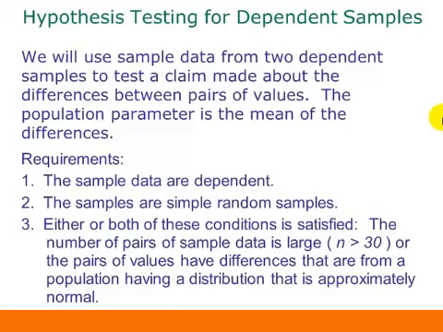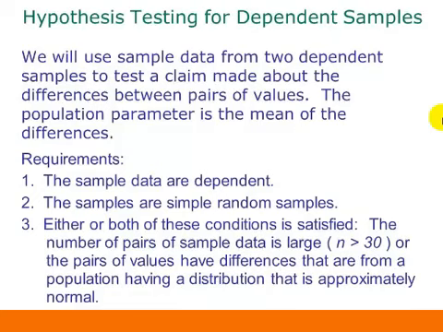The requirements are: 1. The sample data are dependent. So in other words, the selection of one of the values from the pair depends on the selection of the other value from the pair. 2. The samples are simple random samples.